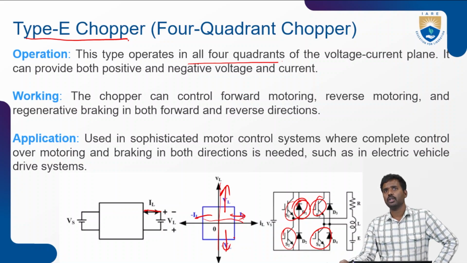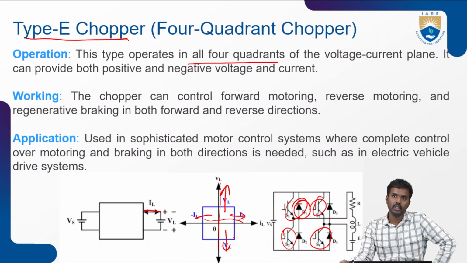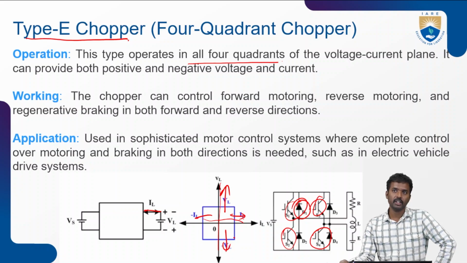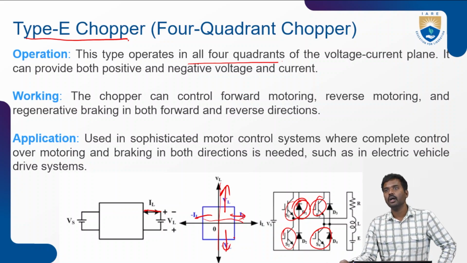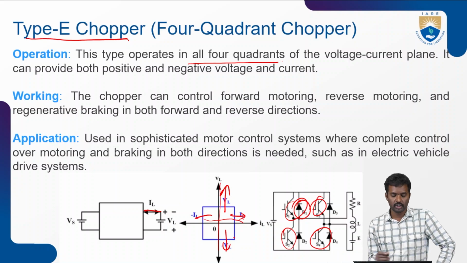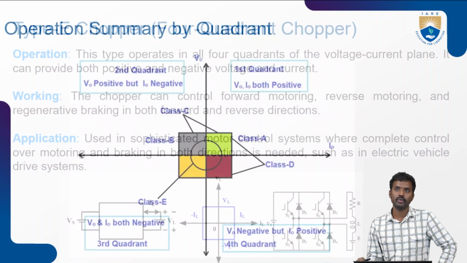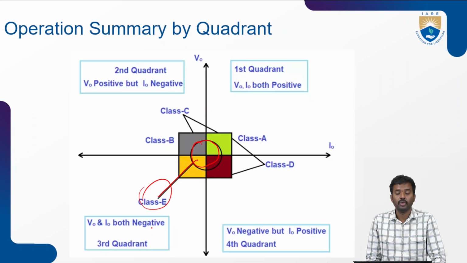Now this 4-quadrant chopper is used in sophisticated motor control systems where complete control over motoring and braking in both directions, that means forward and reverse direction, is needed, such as in electric vehicle drive systems. So this 4-quadrant chopper drive we will use. This class E chopper has voltage and current both positive and negative.